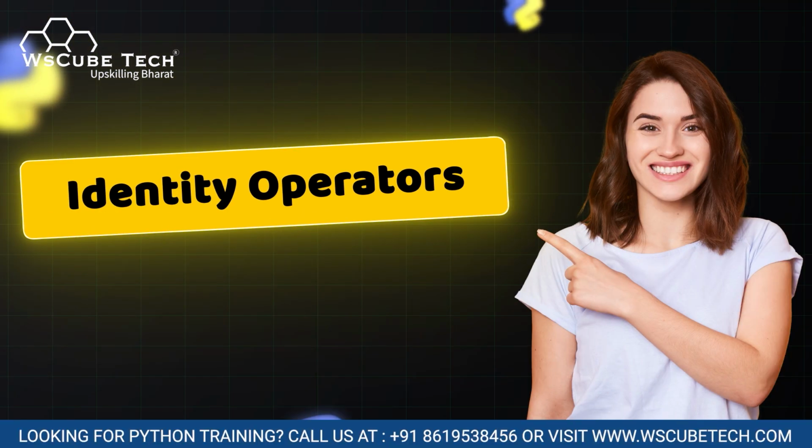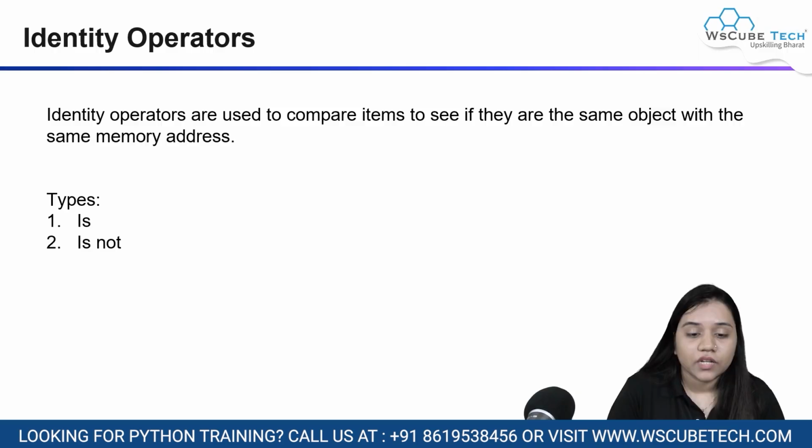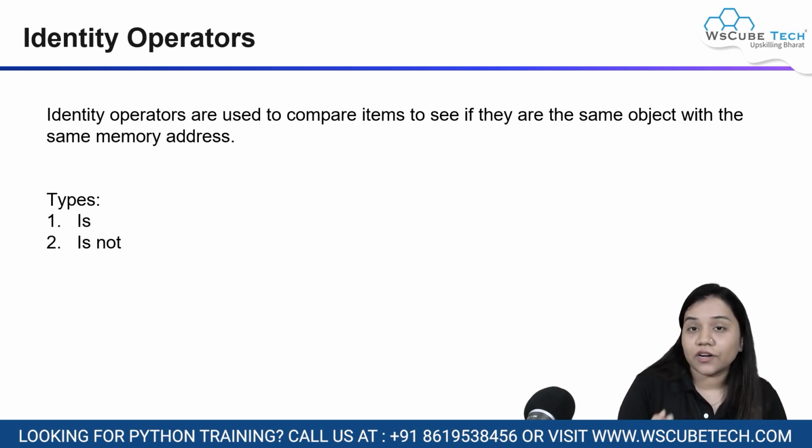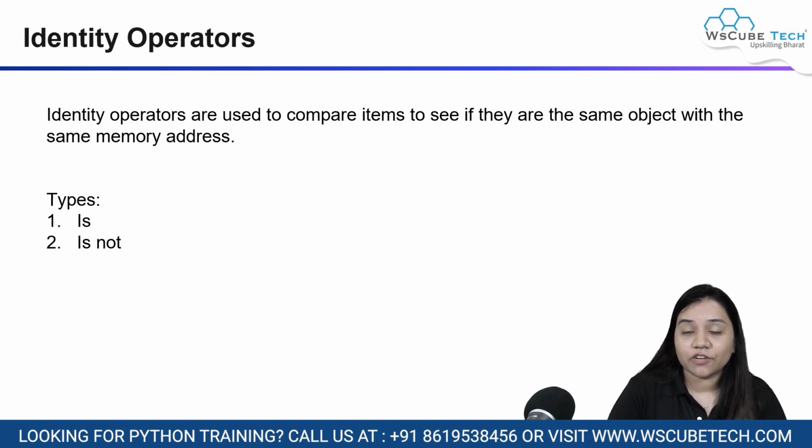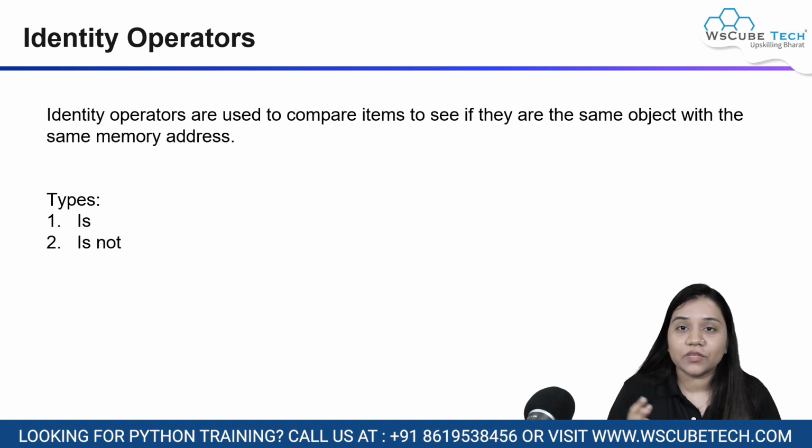We will be talking about identity operators. They compare the items we have provided and check if they are from the same object type or if they have the same memory address. There are two types of identity operators that we have over here, that is "is" and "is not". Let's have a look at how it can be used in Python.